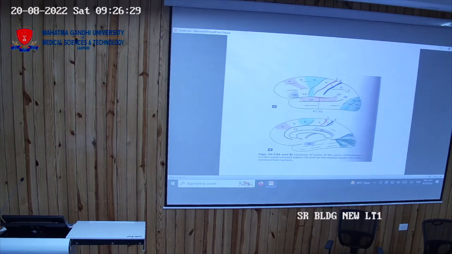Then the area number 6, that is this one. The area number 6 is related with the origin of extrapyramidal fibers. All the extrapyramidal fibers, whether corticonuclear or corticospinal, they originate from the area number 6.